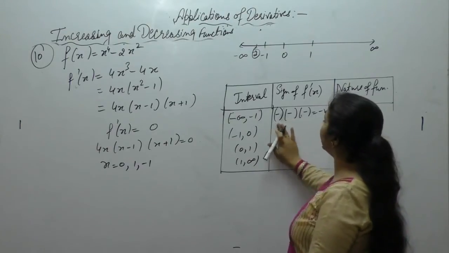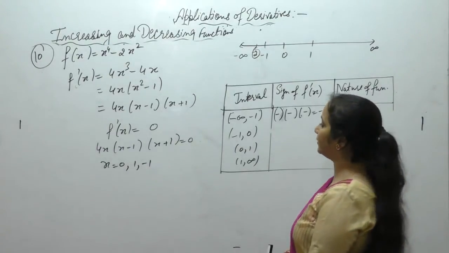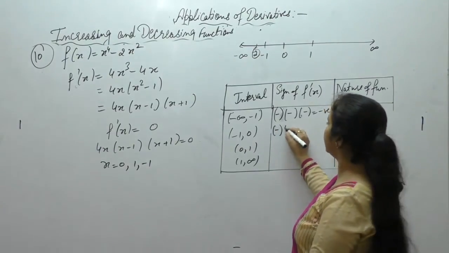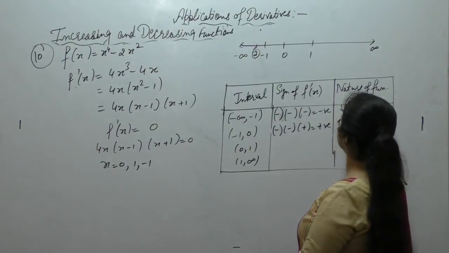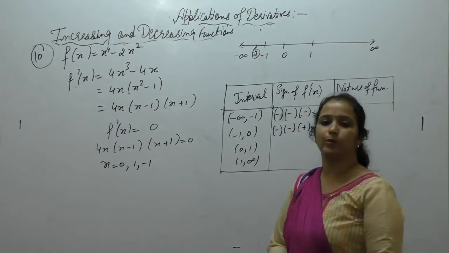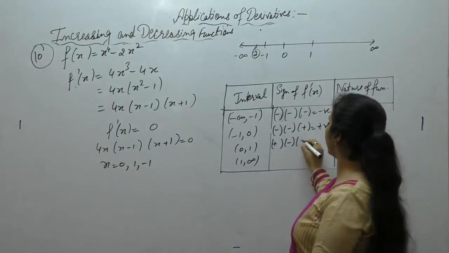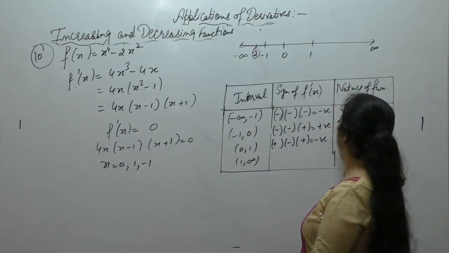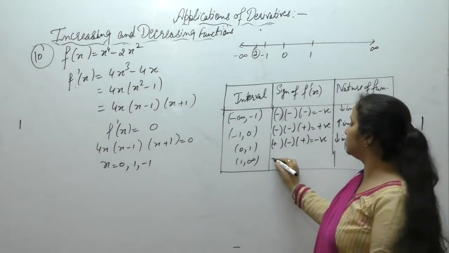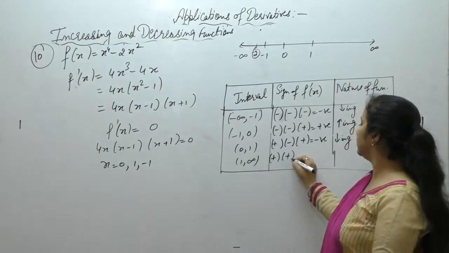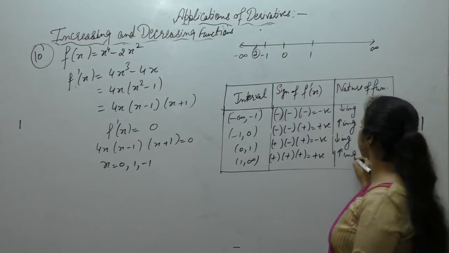Now between minus 1 to 0. Say minus 0.5. So positive here. Increasing. 0 to 1. 0.5. 4 into 0.5. 0.5 minus 1, 0.5 plus 1. Negative, function is decreasing. 1 to infinity, number as 2. 2 minus 1, 2 plus 1. Positive means the function is increasing.